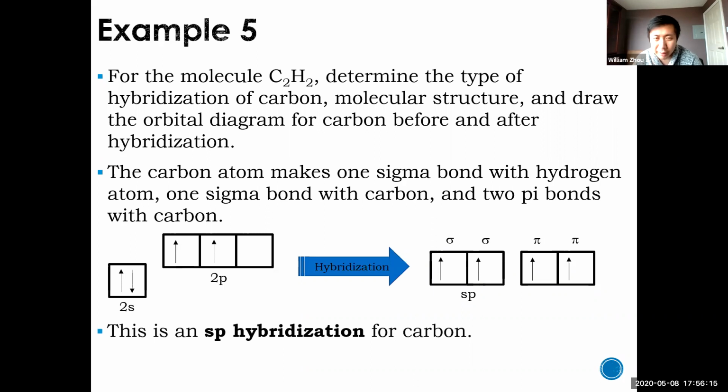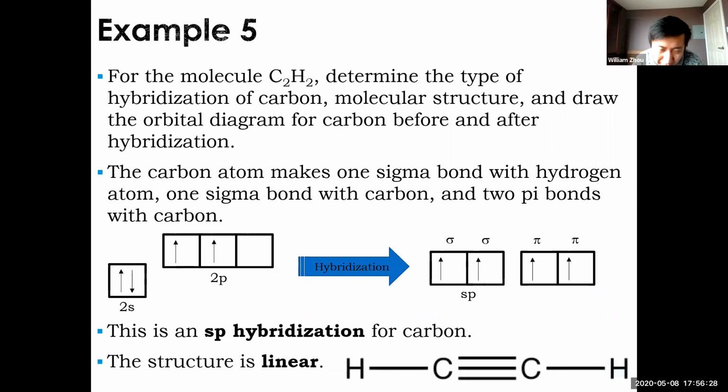To do this quickly, the carbon has 2 things sticking out: 1 carbon and 1 hydrogen, that's it. So I need sp. And the structure is linear. It's a straight line because you have to be 180 degrees from each other. Okay, so we're good so far.